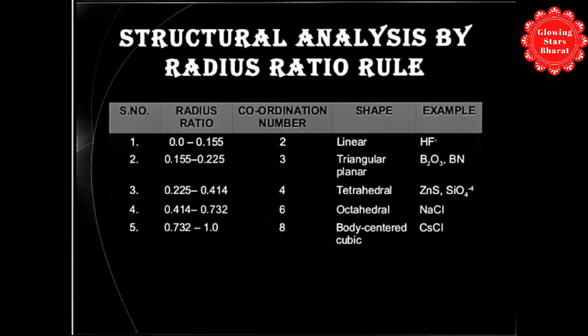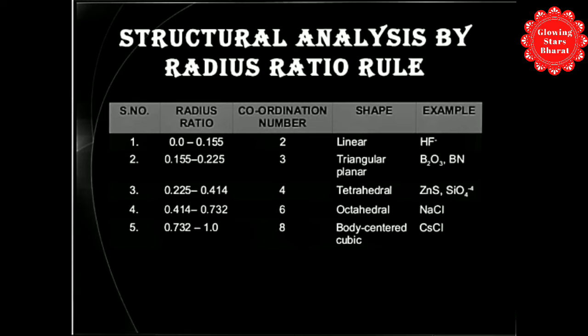Dear students, this is very important. Fourth, 0.414 to 0.732: coordination number is 6 and shape octahedral. Example NaCl: NaCl is octahedral shape and radius ratio 0.414 to 0.732. Fifth, 0.732 to 1.0: coordination number is 8 and shape is body centered cubic, example CsCl. Next subtopic is Bravais lattice.